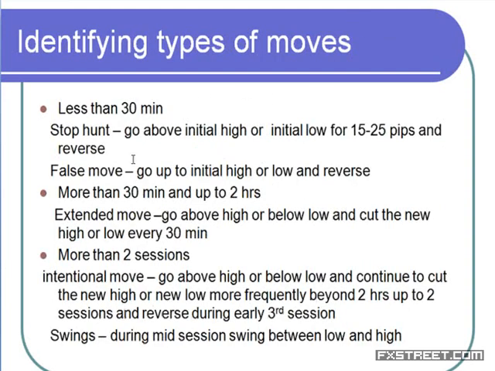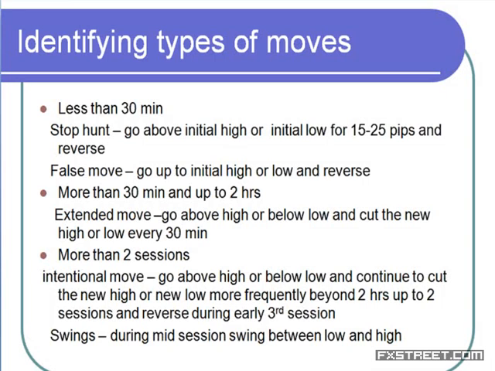Now we need to identify the type of moves. As I explained many times, I will briefly touch upon. After setting the initial lows and the highs, what they do is they just come up to that of the initial high and reverse, or come up to that of the initial low and reverse. That sort of move is referred to as the false move.